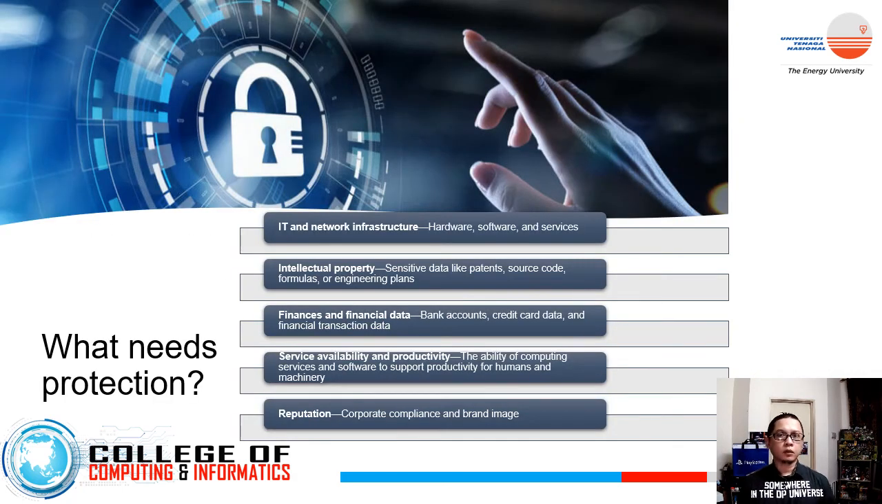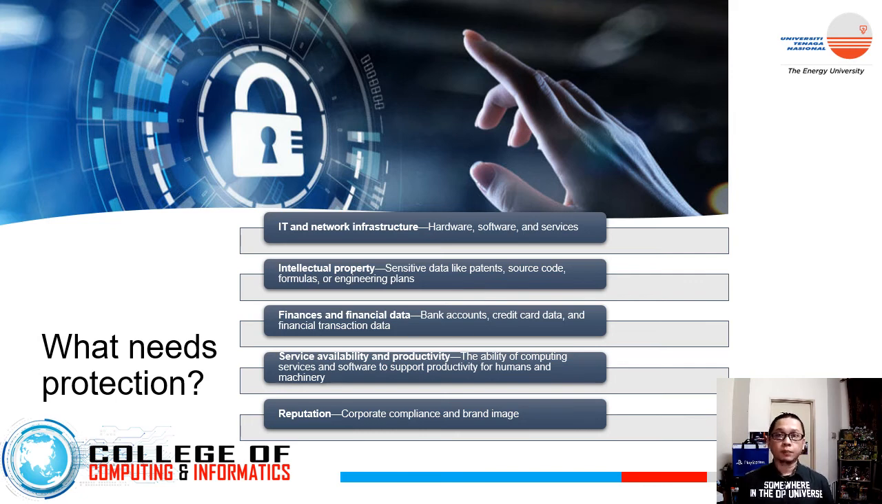So we return to the question, what needs to be protected? Of course, the most straightforward answer is your IT and network infrastructure. Without that, we cannot communicate even within our people, let alone with the people outside. Our customers cannot communicate with us, and we cannot promote our business elsewhere or communicate with our clients outside.